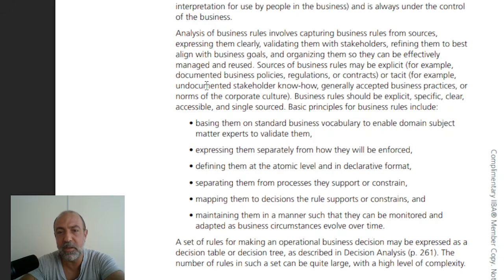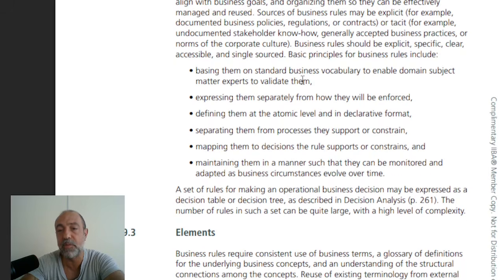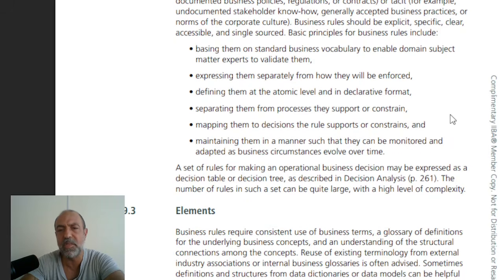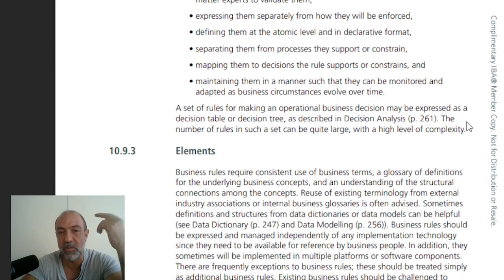So: undocumented stakeholder know-how, generally accepted business practices, or norms of corporate culture. Business rules should be explicit, specific, clear, accessible, and single-sourced. Basic principles for business rules include basing them on standard business vocabulary, and that's basically what they're doing here. All they're doing is explaining what a rule for a business is, but using the standard of business analysis language.